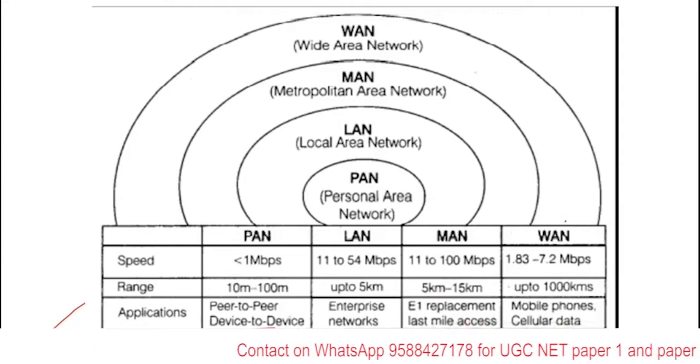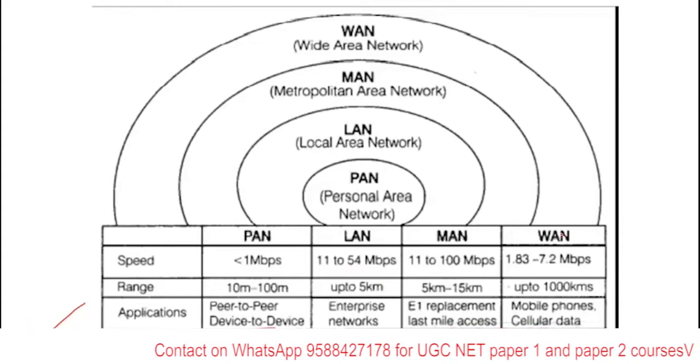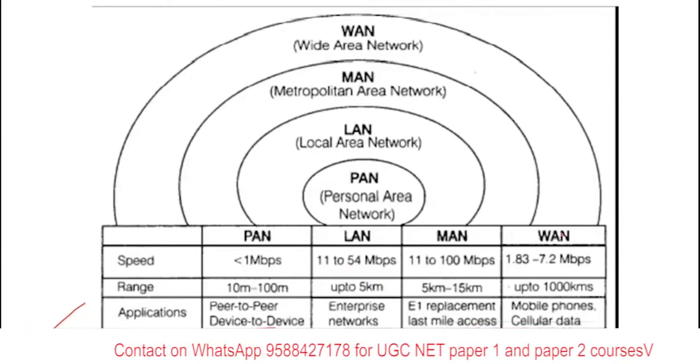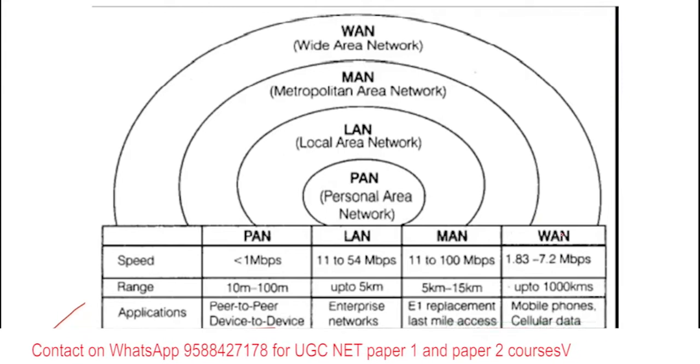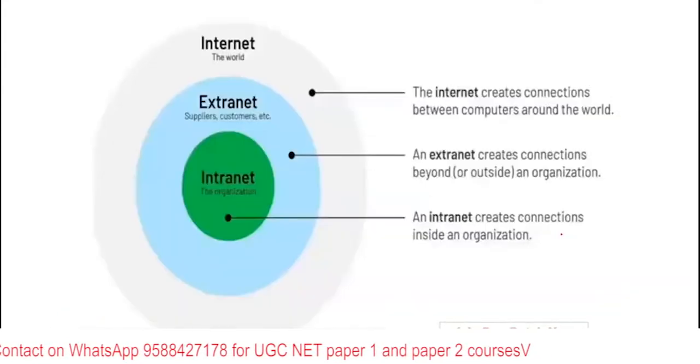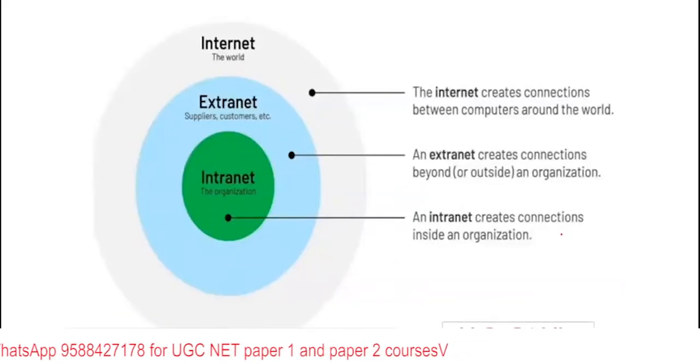Mobile phones and cellular data with the help of WAN. Okay, so what does this talk about? This talks about the networks, and you have detailed information about networks. Okay, now we have the basics of the internet in the form of intranet, extranet, and internet.